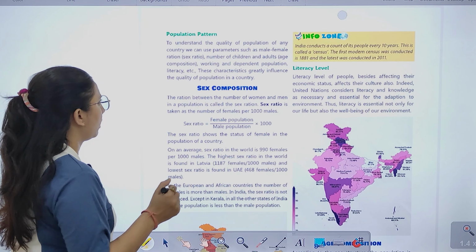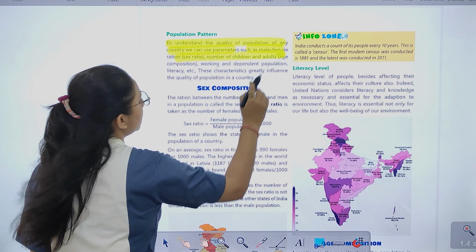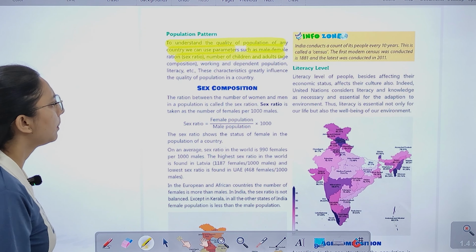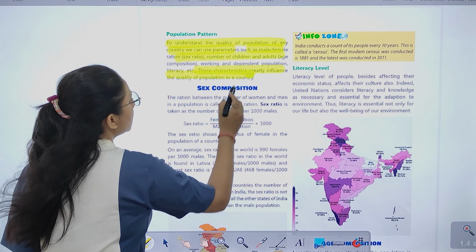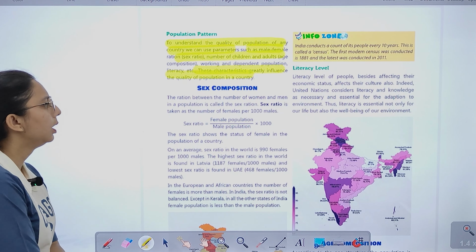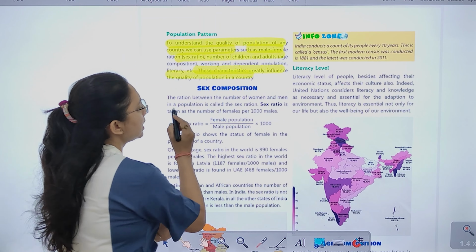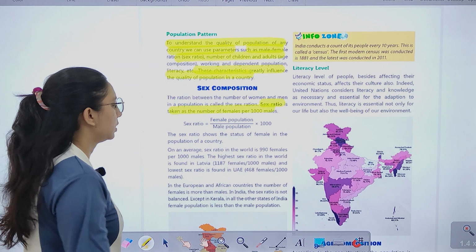Now population pattern. To understand the quality of population of any country, we can use parameters. The male and female ratio, number of children and adults, working and dependent population, these characteristics greatly influence the quality of population in the country. Now sex composition is taken as the number of females per 1000 males, meaning female upon male into 1000.